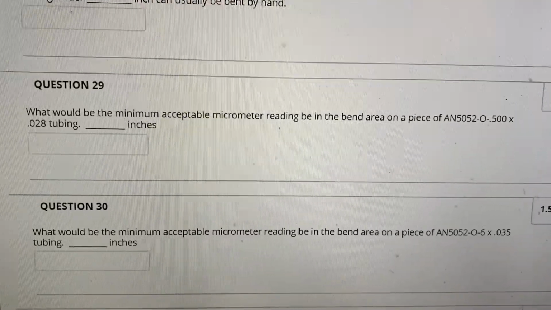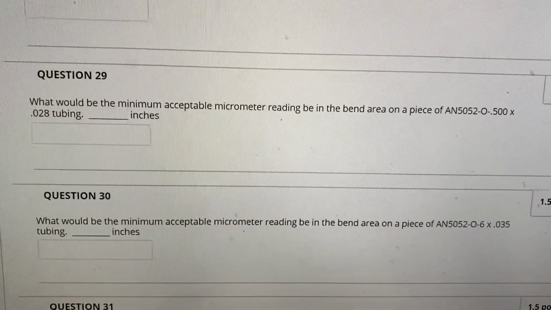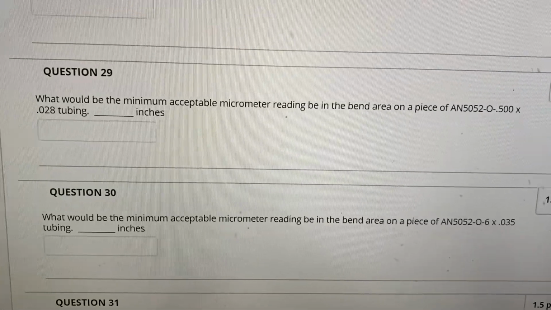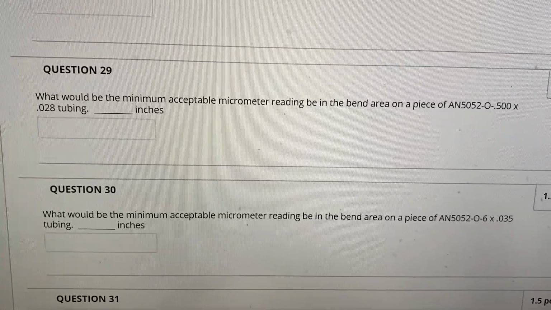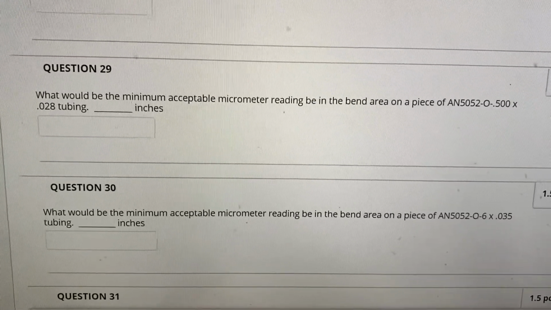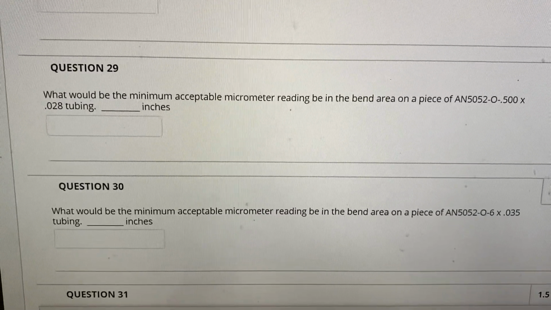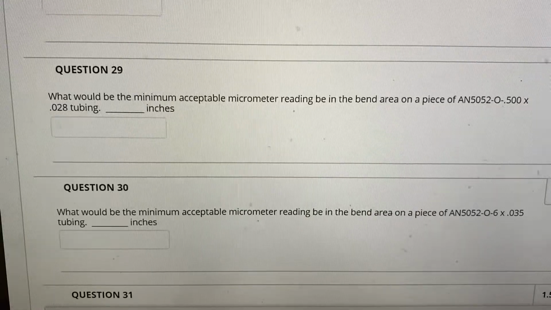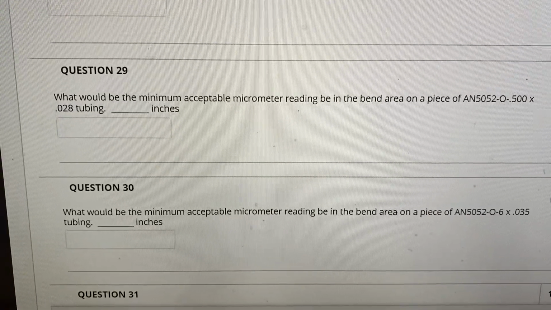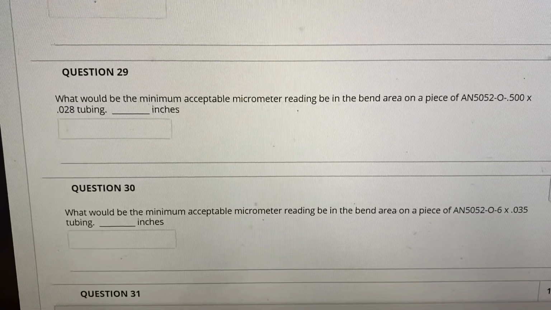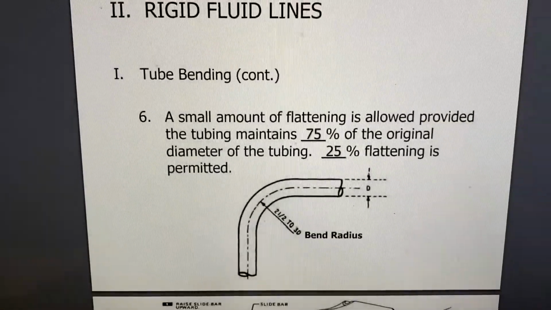Okay, so today we're just going to keep this video really short. We're just going to go over these two worksheet questions. The one here states, what would be the minimum acceptable micrometer reading in the bend area of a piece of 5052-0-0.5 by 0.028 tubing? Okay, so I'm going to flip over to the PowerPoint and over to my example question.